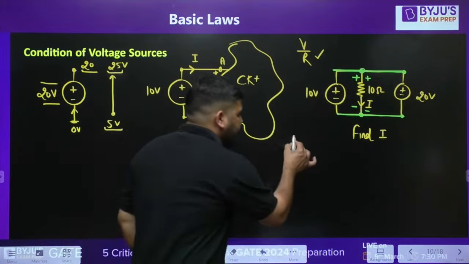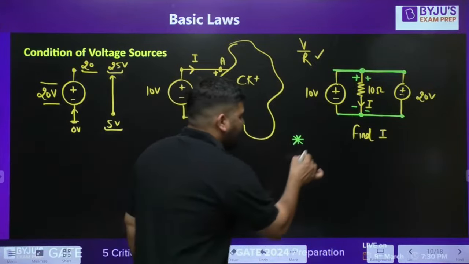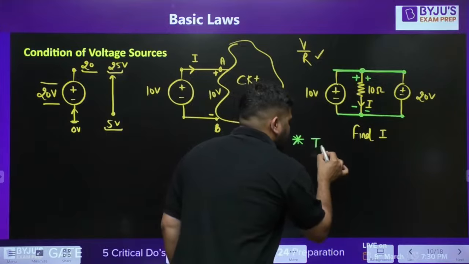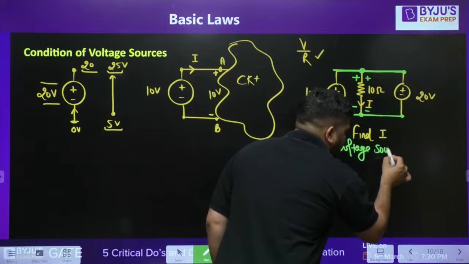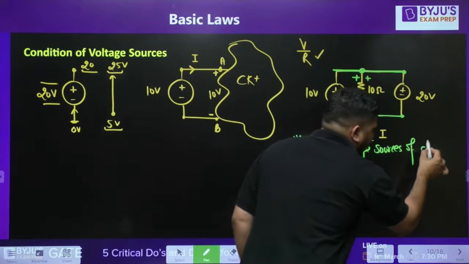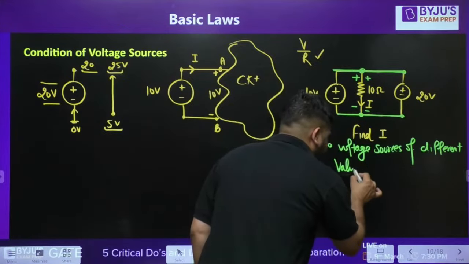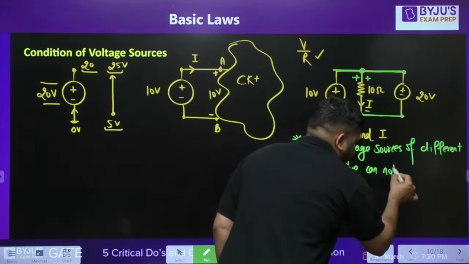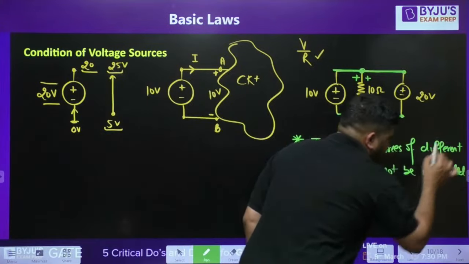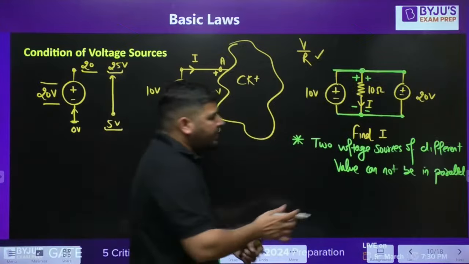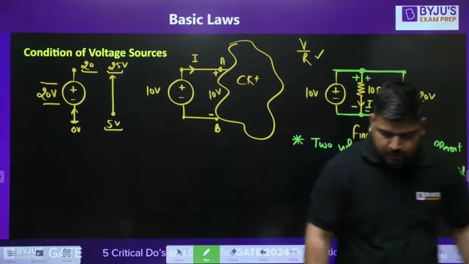Okay, so nature has given us a law. And what is that law? 2 voltage sources of different value cannot be in parallel. You have to remember that. 2 voltage sources of different value cannot be in parallel. I hope it is clear. So this is the first law about the voltage source.